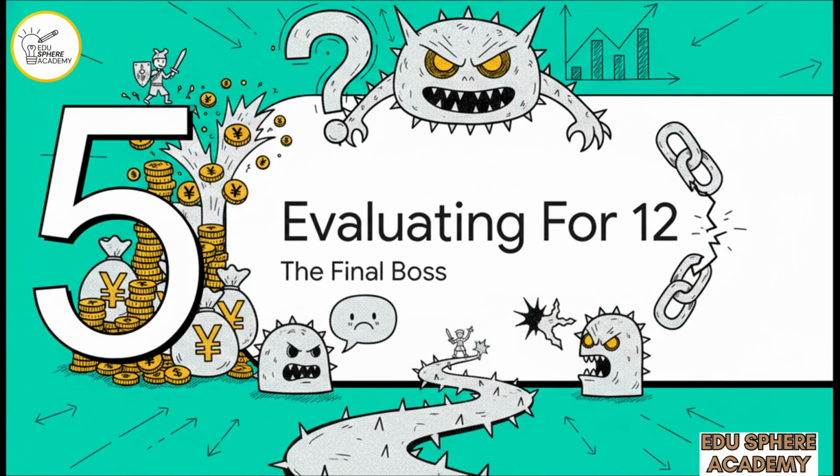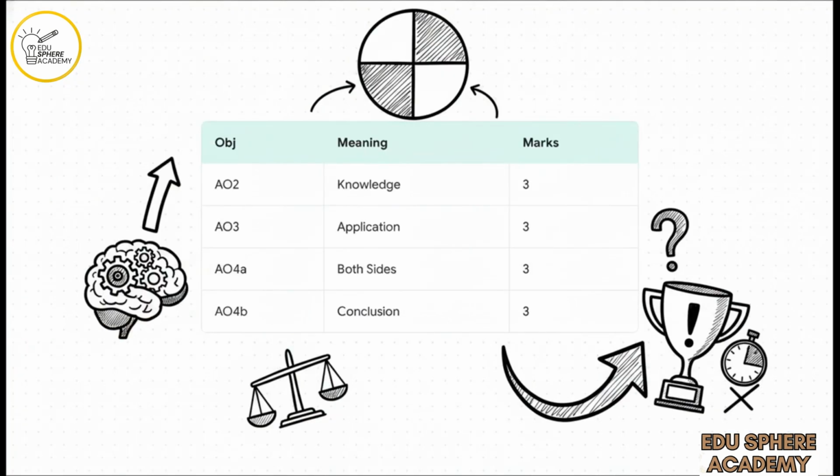Which brings us to the final boss, Section 5, Evaluating for 12 marks. All right, this is it. This is where the highest stakes lie. Breaking down the rubric for a 12-mark evaluate question reveals 4 equal buckets, each worth 3 marks. Knowledge is 3, application is 3, balanced analysis, meaning you argued both sides effectively, is 3, and then there is AO4B, supported judgment and conclusion. The conclusion all by itself is worth a massive 3 points.